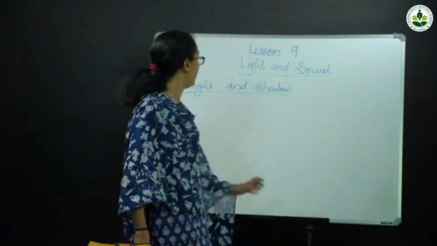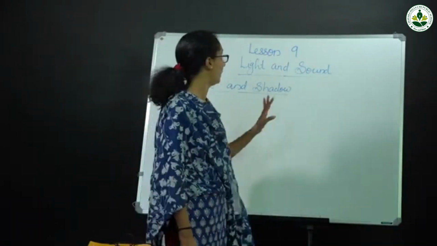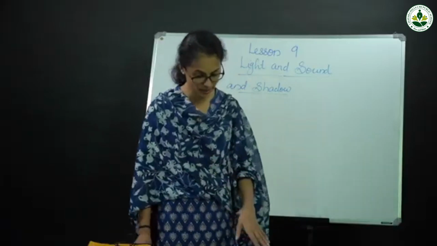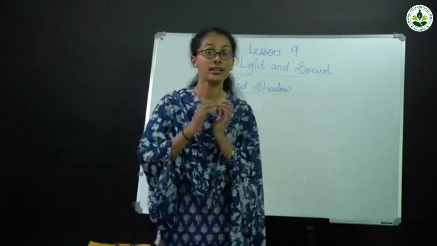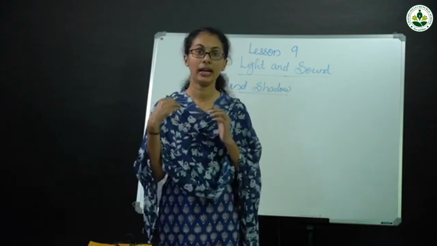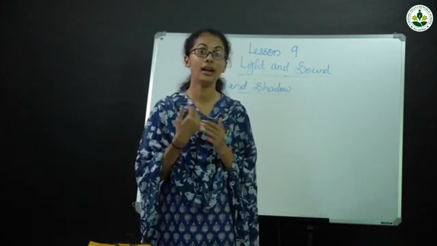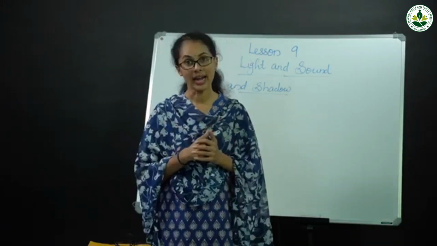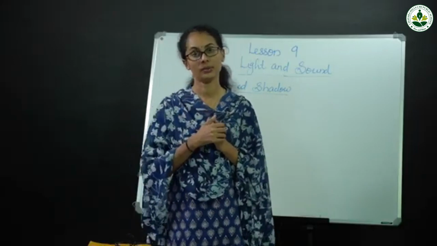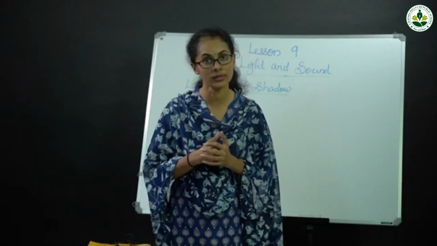Today's portion, lesson number 9, light and sound. We can see different and colorful objects around us. What's the reason? Because of light. Light helps us to see, and at the same time it also forms shadows.